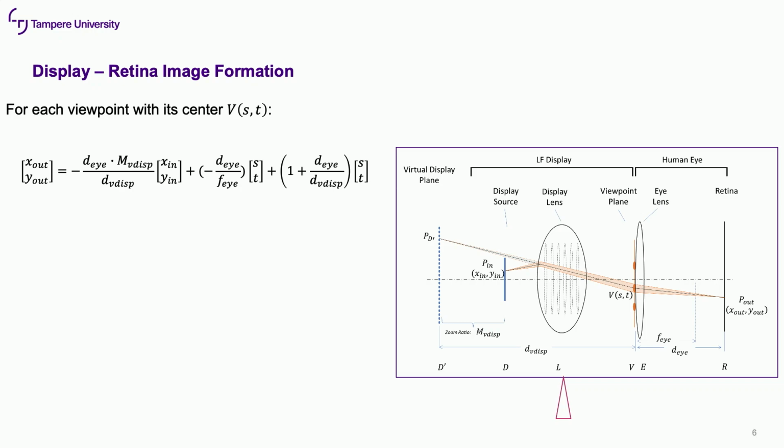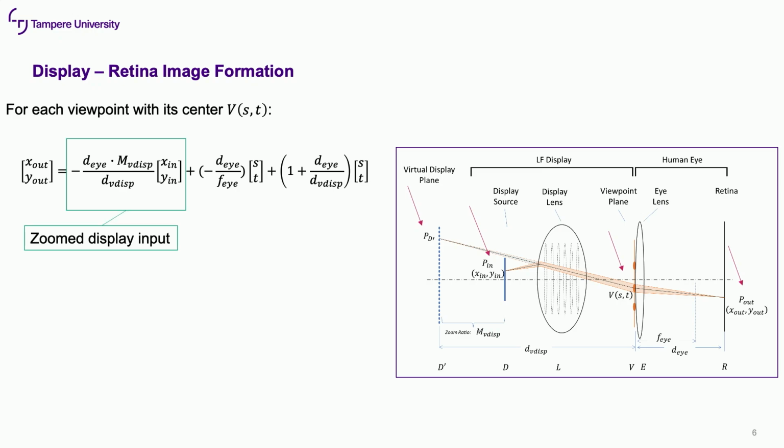Let's start with an ideal scenario. Consider an ideal pixel P in on the display input. It's first imaged onto the virtual display and then through a viewpoint located at V, and the final location of this point P out is on the retina. This setup leads us to an equation that connects the display input and the retina output, incorporating viewpoint locations and other display-related parameters and eye-related parameters.